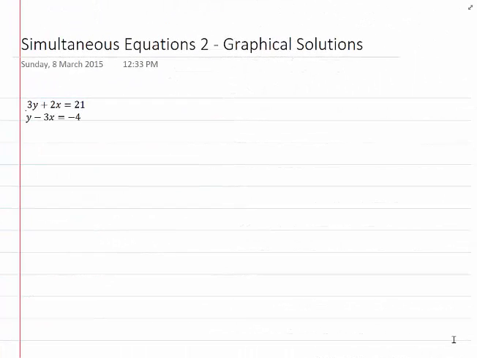Hi, and welcome to Simultaneous Equations Video 2. I'm going to talk to you about the first of three methods that you'll be learning regarding solving simultaneous equations. So last video we talked about the difference between a relationship, an equation, a function, and a formula. In this lesson I'm going to talk to you about how to solve simultaneous equations.